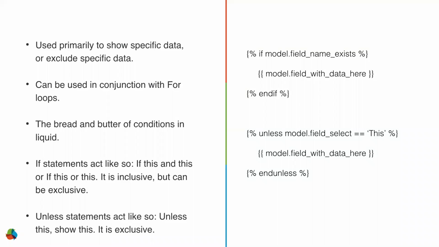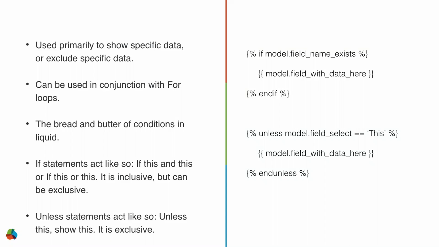If and unless statements are the bread and butter of conditions in Liquid. They're used in list views, headers, and just about every Liquid letter at some point or another. What is important to note about if and unless statements is they serve almost the same purpose, but they approach from different directions. For example, if statements are if this, if that, if this or that, if this and that. It's inclusive and exclusive.